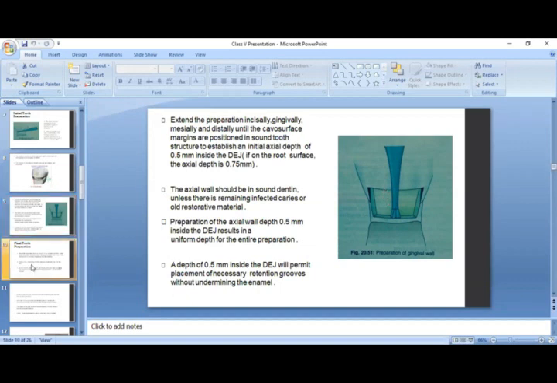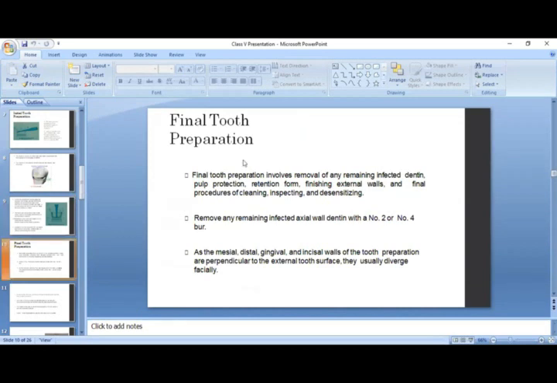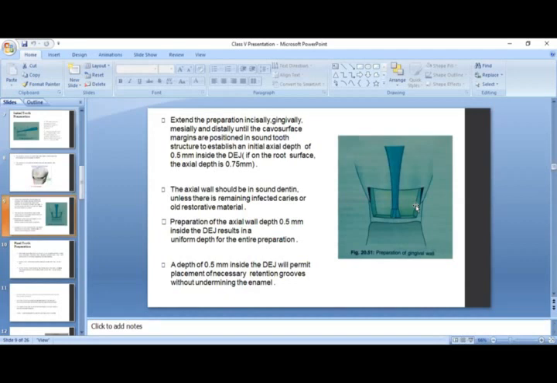in the next slide. Okay, what is basically the final preparation? Final preparation involves the removal of remaining infected dentin, pulp protection, retention form, finishing external walls, and the final procedure of cleaning and inspecting the preparation. What is basically the final preparation? For example, if we consider this restoration, we can easily visualize the smoothness of the preparation. There should be no undermined tooth structure. Undermined means no defective enamel, and we need to inspect that there should be no carious lesion left remaining on the tooth structure.